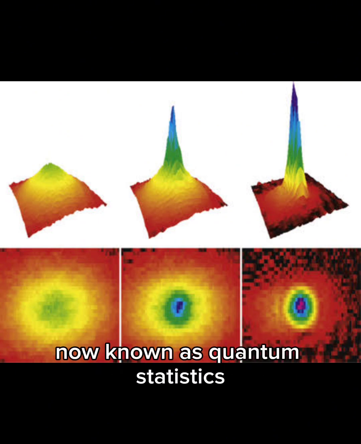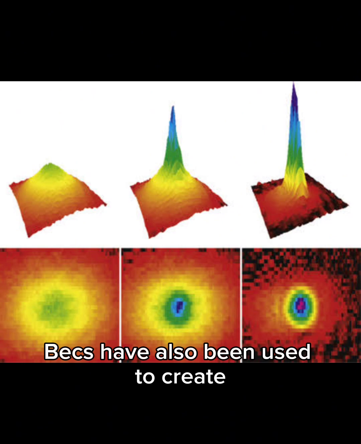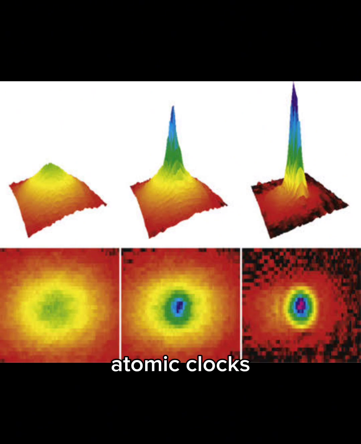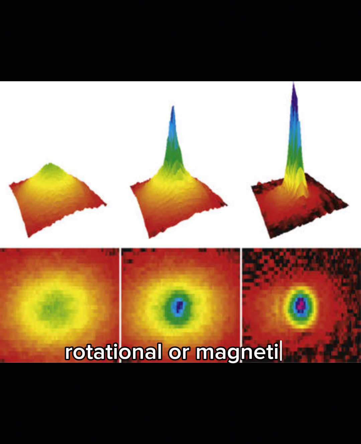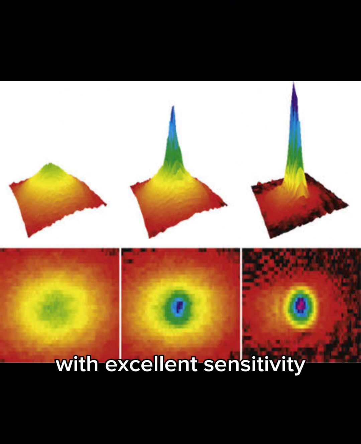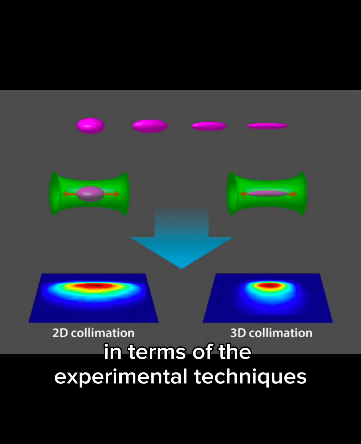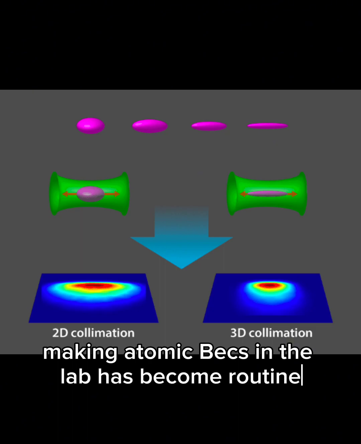BECs have also been used to create atom lasers, atomic clocks and gravitational, rotational or magnetic sensors with excellent sensitivity. In terms of the experimental techniques, making atomic BECs in the lab has become routine.